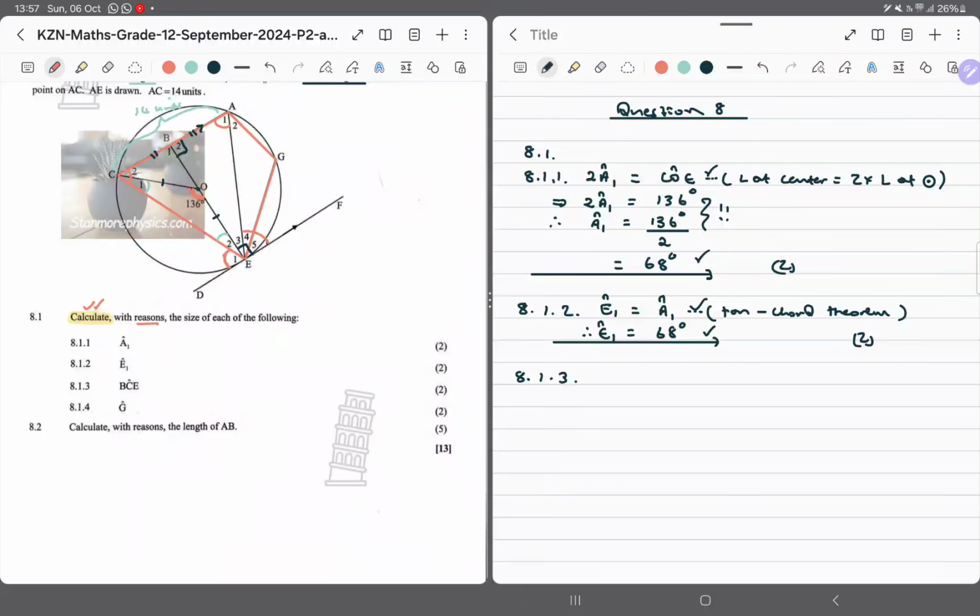Okay, not a problem. So we can just write the angle BCE is equal to angle E1. Why? These are alternate angles. State the parallel lines with AC parallel to DF. Okay? So make a conclusion. Therefore, BCE is equal to 68 degrees. Nice. Always answer the question.